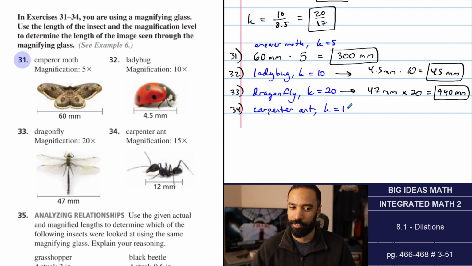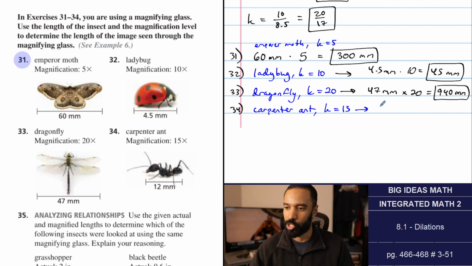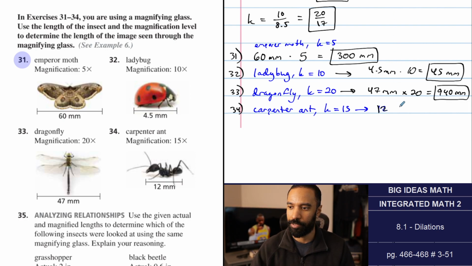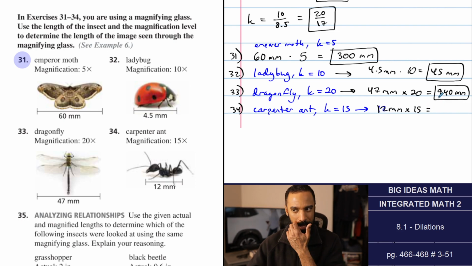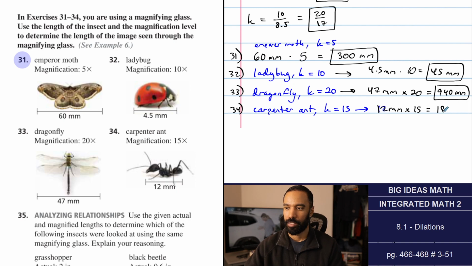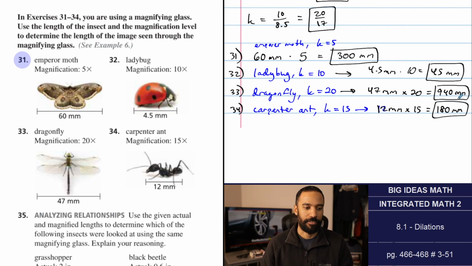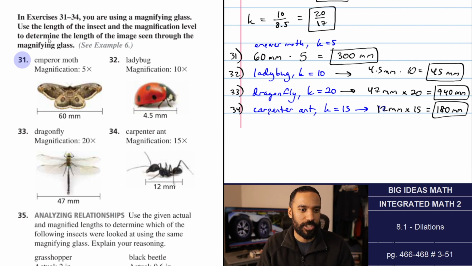K is 15. Not millimeters, 15. So this will be 12. That should be in black. 12 millimeters times 15 is 180 millimeters. After scale factor. Okay. Oh, I didn't change any of these. Sorry. 31, 32, 33, 34.